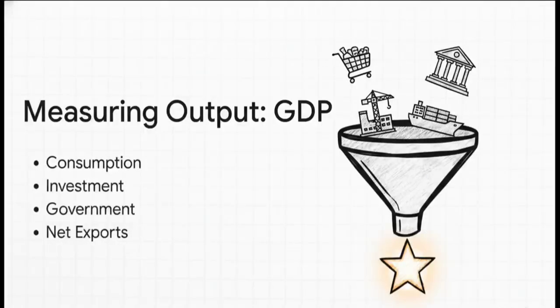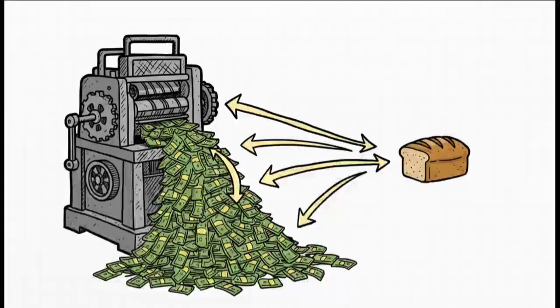So to measure how well that giant machine is running for an entire country, we use a metric called GDP, or Gross Domestic Product. Think of it as a massive calculator that just adds up absolutely everything a country produces in a given year. It adds up all the consumption from everyday people buying stuff, the investments made by businesses, government spending on public goods like roads and schools, and whatever we export to other countries, minus the things we import.